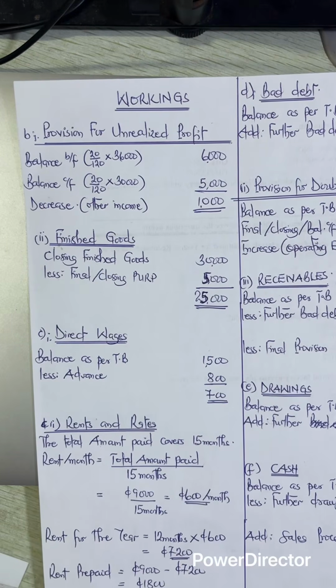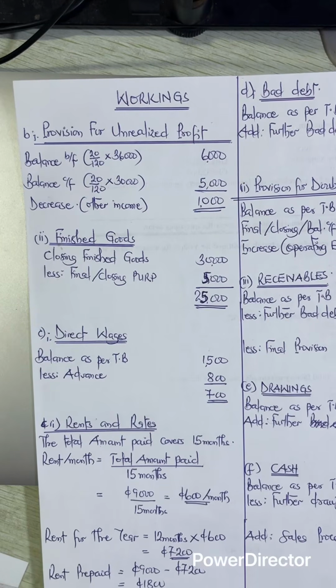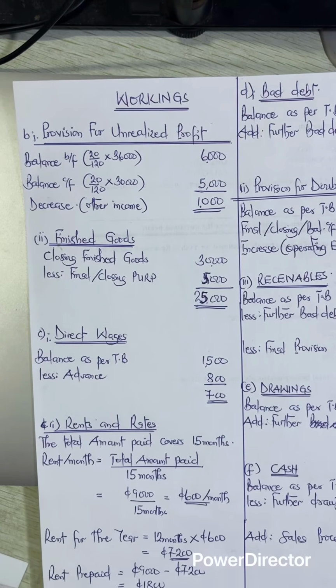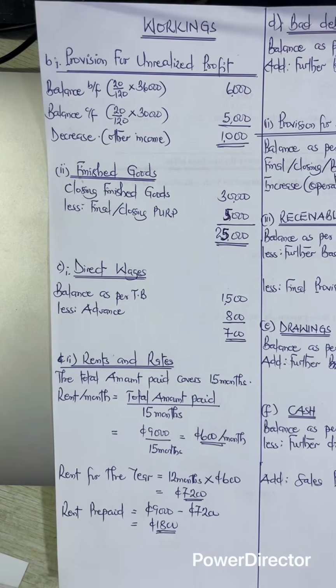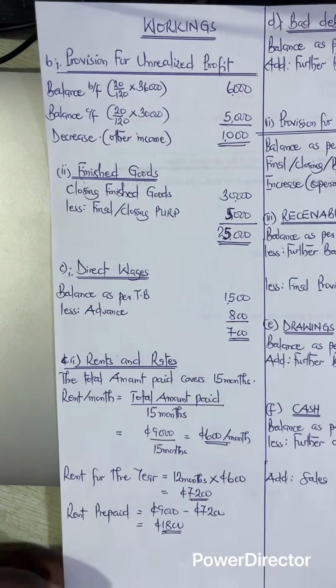When we are done and we get to know that the rent and rate for the year is 7,200, then we can look out for the prepayment. Because they said it covers 15 months. That means 3 months is extra, or we've prepaid rent and rate for additional 3 months. So the rent prepayment will be the total rent we paid, 9,000, minus the actual rent and rate for the year. So we take 7,200 from 9,000 and we will get 1,800, if you can see the 1,800.